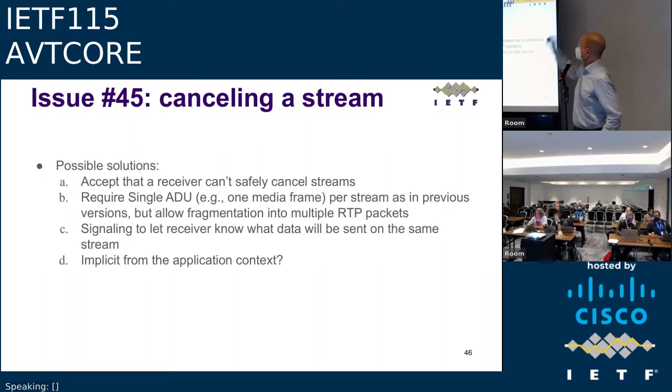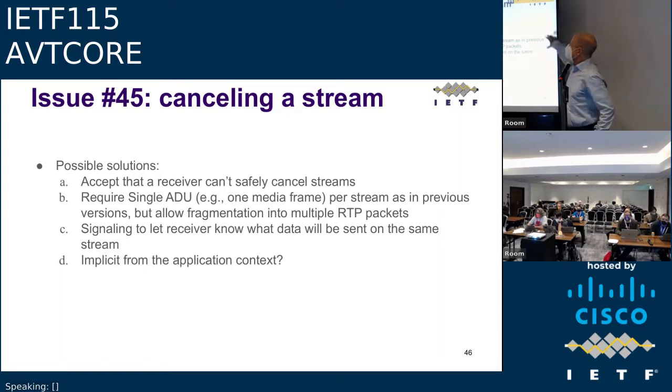Okay, so first option is we just accept that you can't safely cancel streams because you don't know what might be coming up. That is related to option D. It may be implicit from the application context. So maybe you have an agreement that you're always going to use just one ADU, and maybe this isn't a problem we need to solve at the transport layer, and so we are just done.